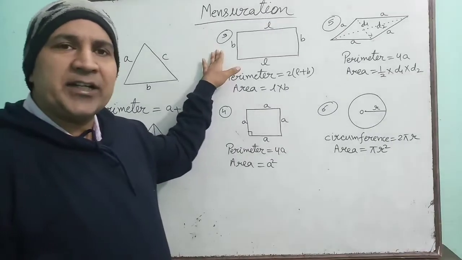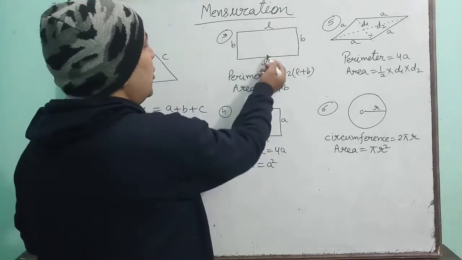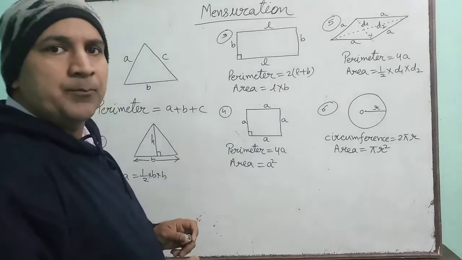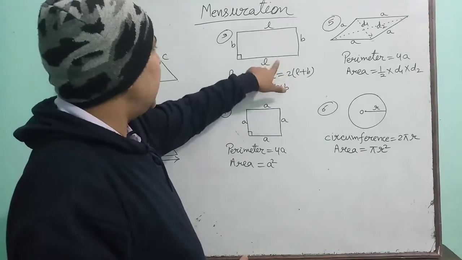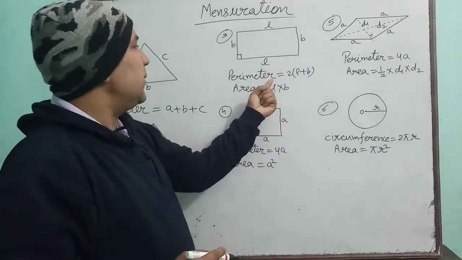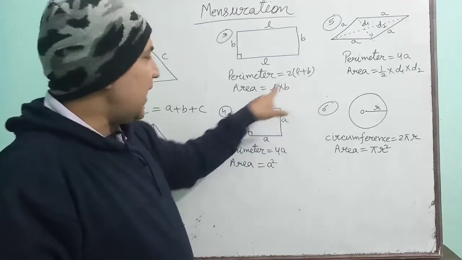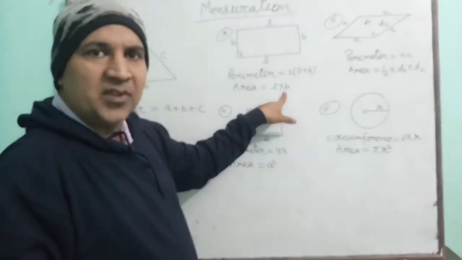Now if you are taking a rectangle, so children, we know that in a rectangle opposite sides are equal and each angle is 90 degree. So here perimeter will be 2 times length plus 2 times breadth. So there is a formula, perimeter is equal to 2 times length plus breadth, and area of the rectangle will be length into breadth. Okay.